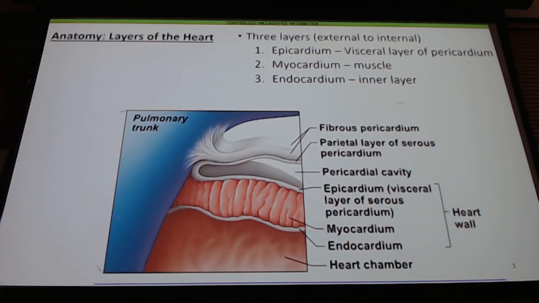We talked about the 3 layers of the heart. We have the epicardium, which is the same as the visceral layer of the pericardium. We talked about the myocardium, which is the muscular layer. That's the functional layer. And we talked about the endocardium, it's the innermost layer, but it serves as kind of that barrier, so you don't have direct contact of the blood inside of the chambers of the heart with the myocardium.